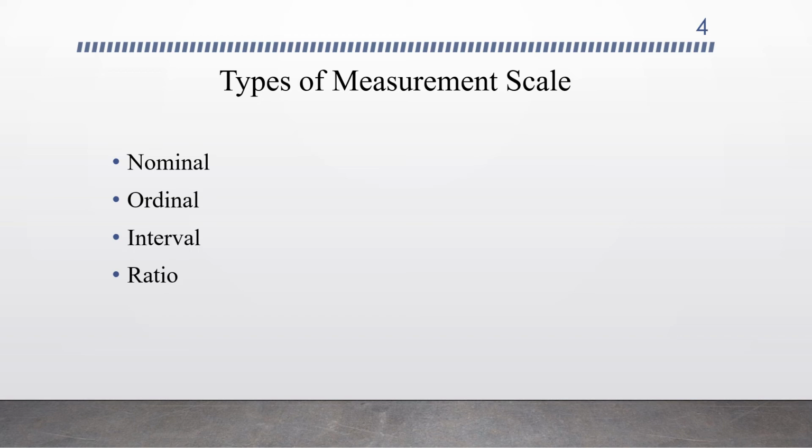The third one being interval scale. An interval scale satisfies the property of identity, the property of magnitude, and equal intervals. Now let us consider the case of temperature measured in Celsius. Now in this case, it is easy for us to notice that 0 degrees Celsius doesn't have any meaning, as I told you previously.